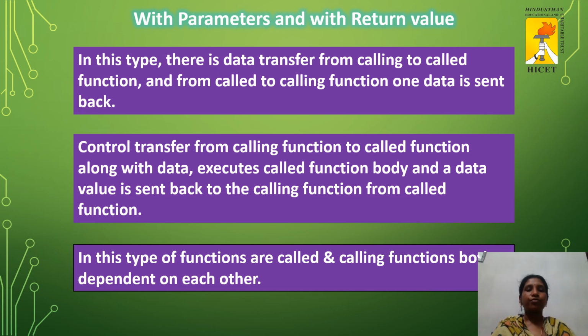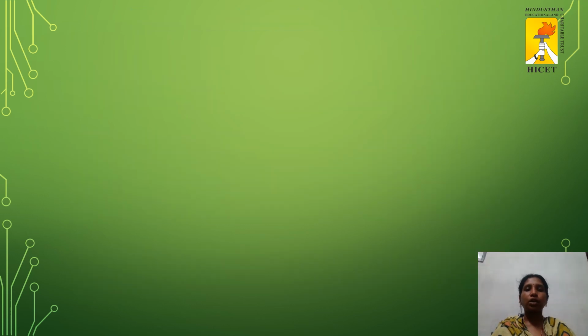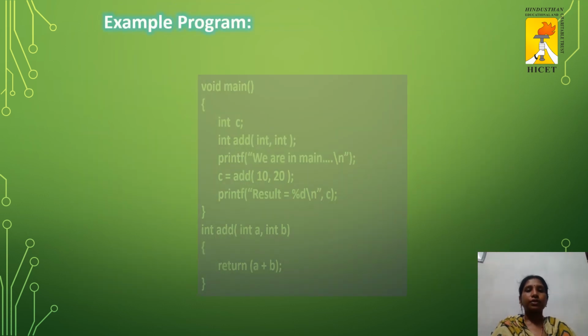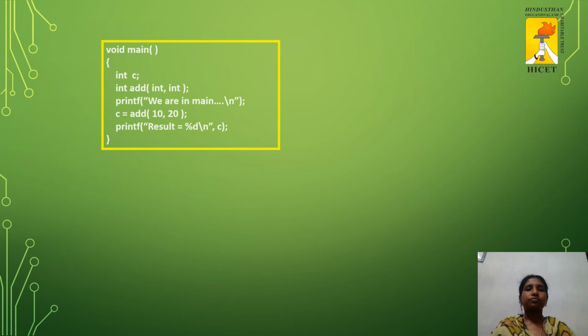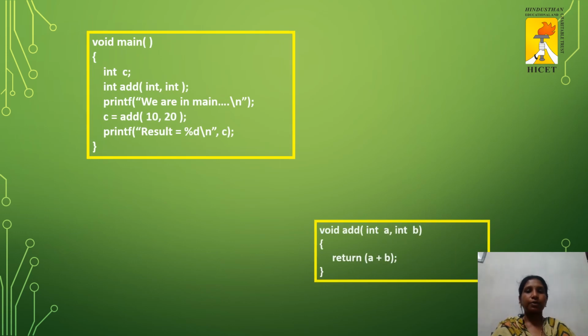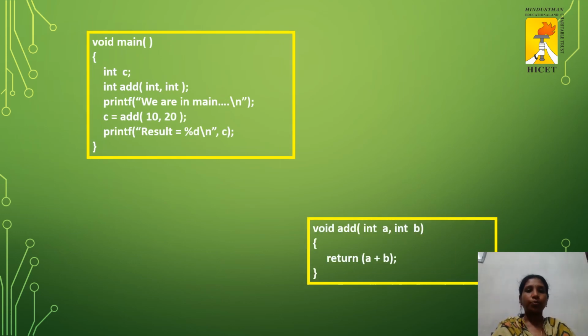In this type of function, the called and calling functions are both dependent on each other because the parameters are passed between calling function and called function. So both are dependent on each other. So we will see an example for this. So similarly, I have splitted the program into two parts. One is main function, another one is the user defined function.